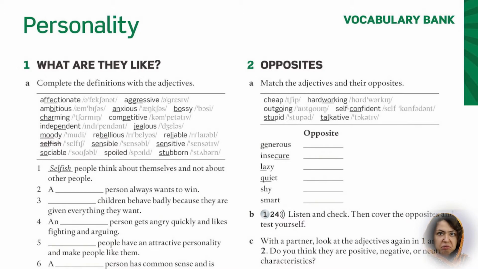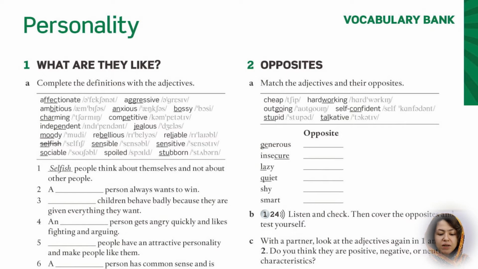are spoiled. Because they have everything, and they don't listen to their parents. They are very spoiled. Stubborn means a person who is tough-headed, never listens to others' thoughts, and does whatever he or she thinks. So, you can complete this exercise below based on the vocabulary that you have learned here. Let's go to part 2, opposites.